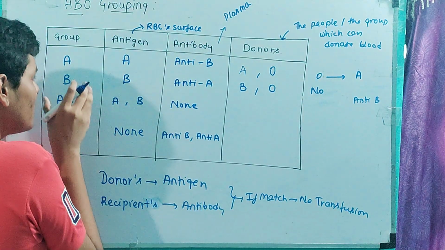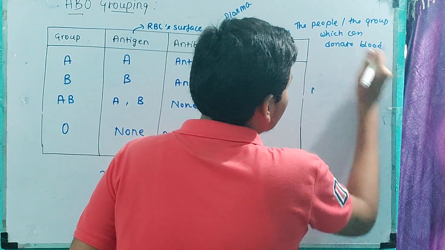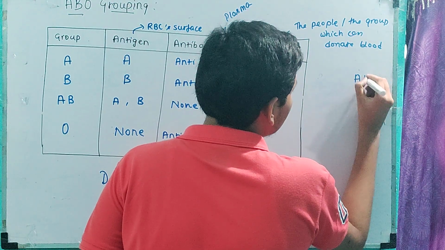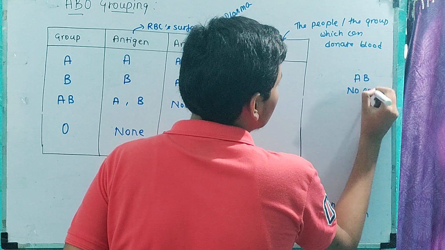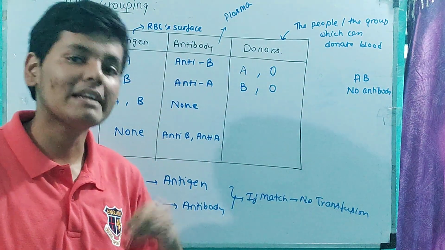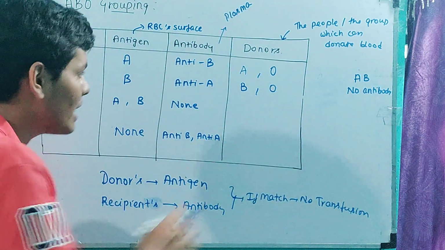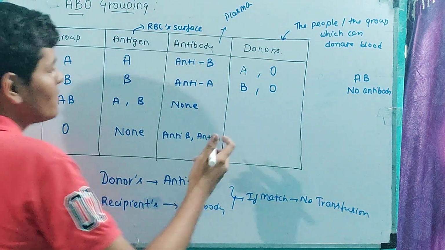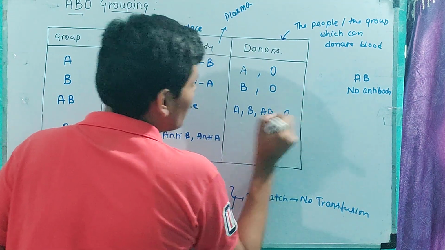A person having blood group AB is a very special case. Now, if there is a person who is receiving blood and who is AB, this person will have no antibody. So whatever antigen the blood you give might have, this will not show any response. So AB can receive blood from every individual. It can receive blood from A, B, AB and O.